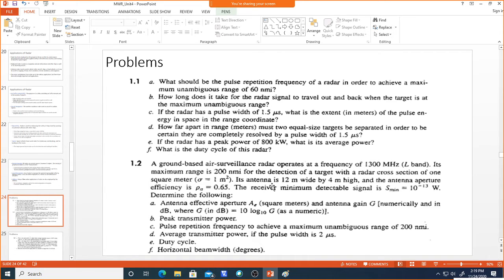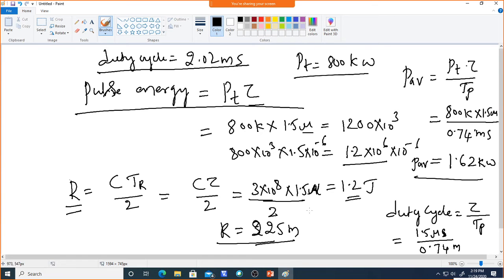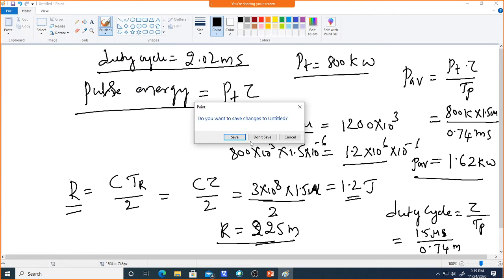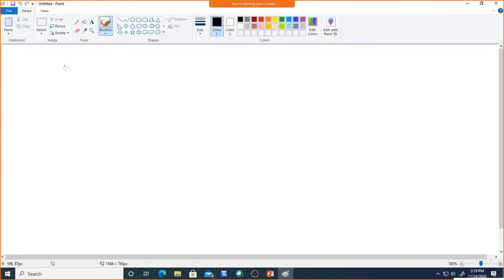Now we need to determine the following using these parameters. First, the antenna effective aperture AE in square meters and the antenna gain. So first we need to find the effective aperture and antenna gain. How do we find the effective aperture? You might have studied it in the antenna course. It is the aperture efficiency into the physical size of the antenna.